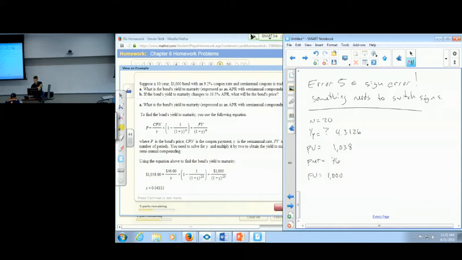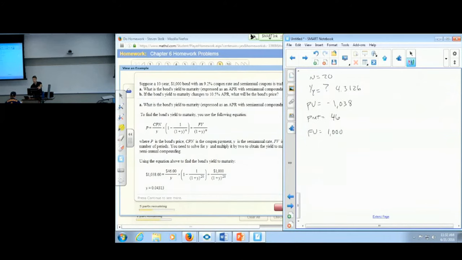So what we just found was part A, right? The YTM? Not quite yet. But yes, we're working on part A. All right, so that's 4.3126%. Remember what your calculator's doing for you. That N is every 6 months, that payment is every 6 months. So what is that interest rate? It's every 6 months, right? That's 4.3126% per 6 months.